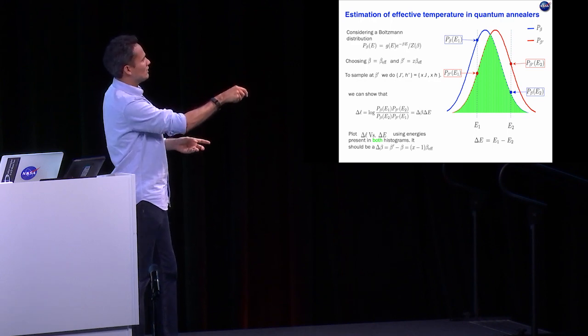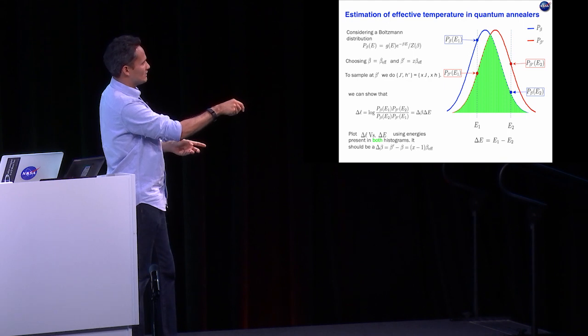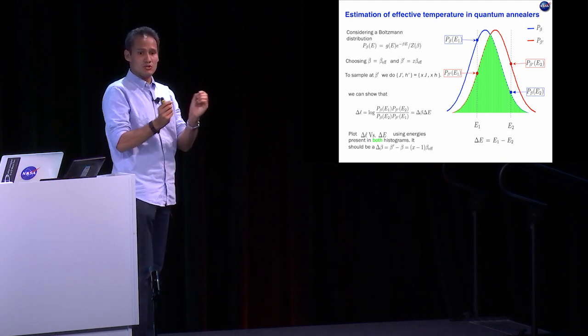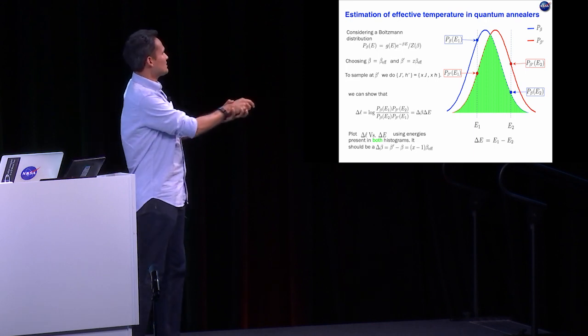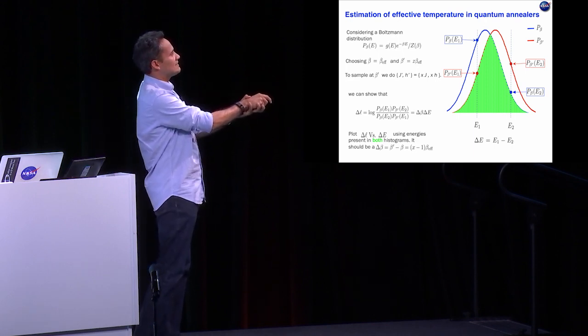And then you do the analog for another different energy. So this energy is going to be a variable. Basically, you can pick any E1 and E2. And that's basically what you have here. So this is the delta E.